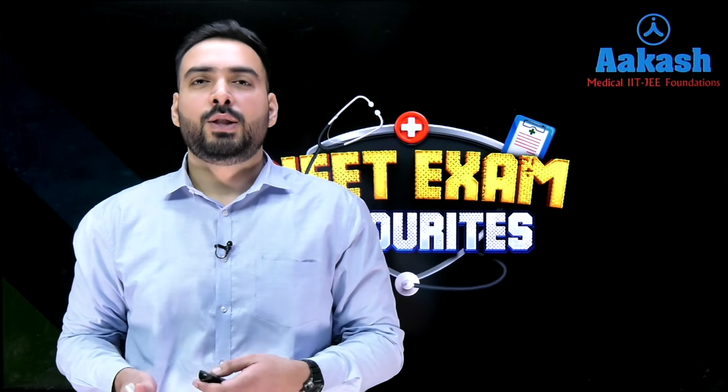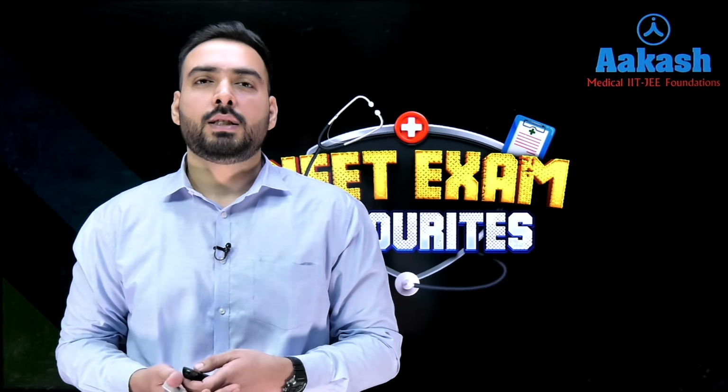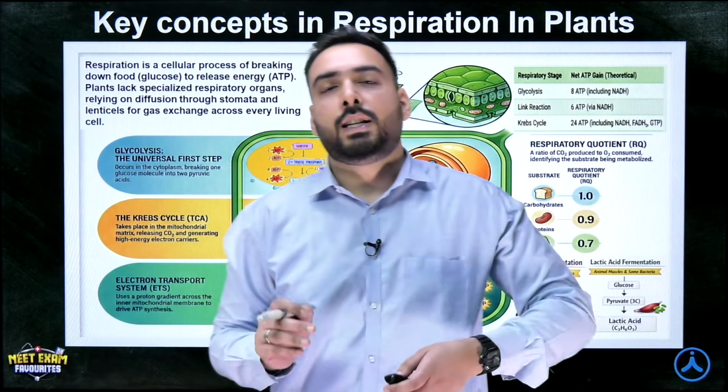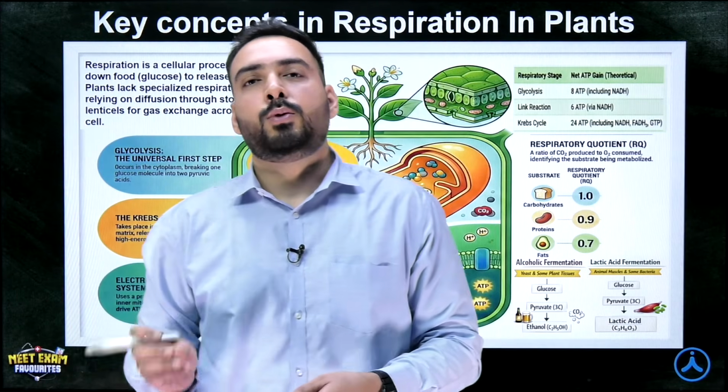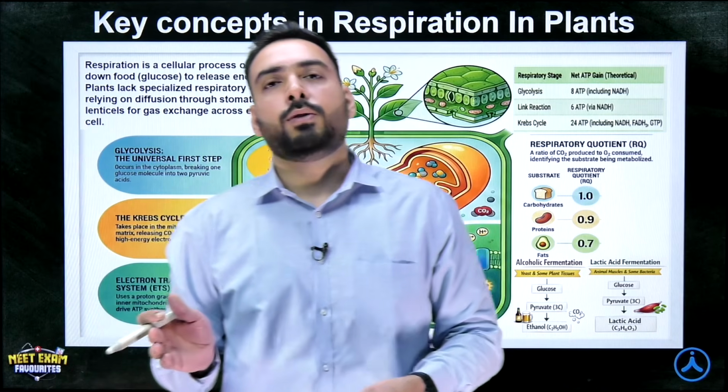Hello students, in this video of NEET exam favorites, we are going to discuss an important chapter known as respiration in plants. In this chapter, first we have to discuss what respiration is. Respiration is a cellular process in which a cell breaks down food, oxidizes food, releases that energy, and that energy is later trapped in the form of ATP.